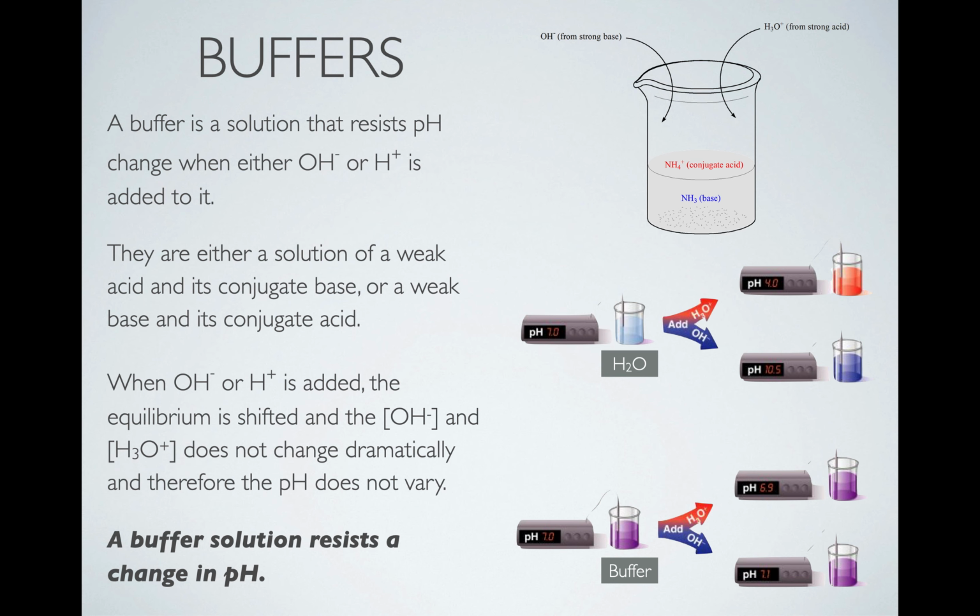On the diagram here, in the middle, I've got a solution of just water. If I add some H3O plus to it, the pH goes down to 4. And if I add some hydroxide, the pH goes up to 10.5. But if I have a buffer at 7, I can add some hydronium, and the pH doesn't change much at all. It just goes down to 6.9. And if I add the same amount of hydroxide, it doesn't go up by much. It just goes up to 7.1. So a buffer resists pH change, even though you add in H pluses and hydroxides.